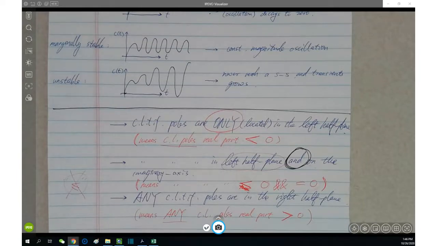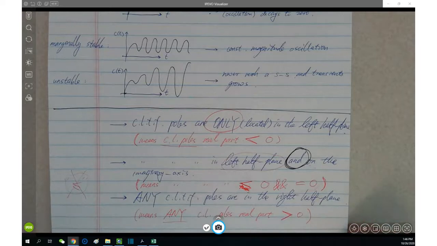Perfect. You have multiple poles. Okay, it's not a single pole, it's multiple poles. Some of them might be on the left, some of them on the imaginary axis, and some of them might be on the right. Okay. Yep, perfect. Thank you both. Okay. Good.